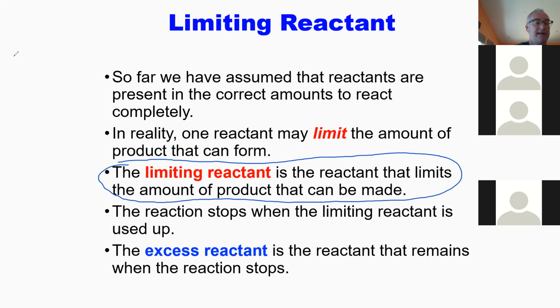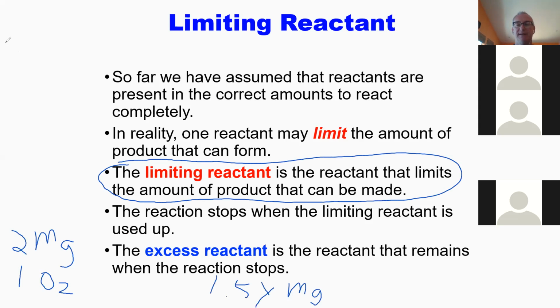Like in the last one, we had 2 moles of magnesium for every 1 mole of O2. So if I had 1.5 times more moles of magnesium than oxygen, that doesn't mean that oxygen now is limiting. It isn't. It means magnesium is limiting because I need 2 moles of it for every 1 mole. So don't just assume that because I have more of one thing than another, the thing I have more of is limiting. It's not always true.